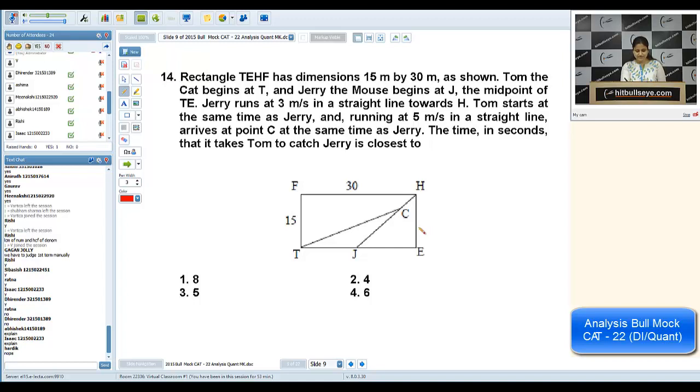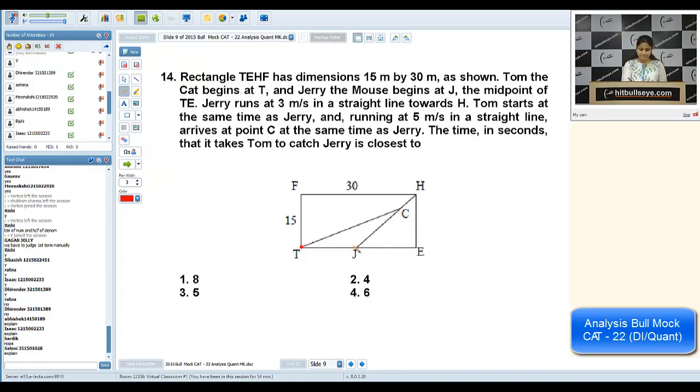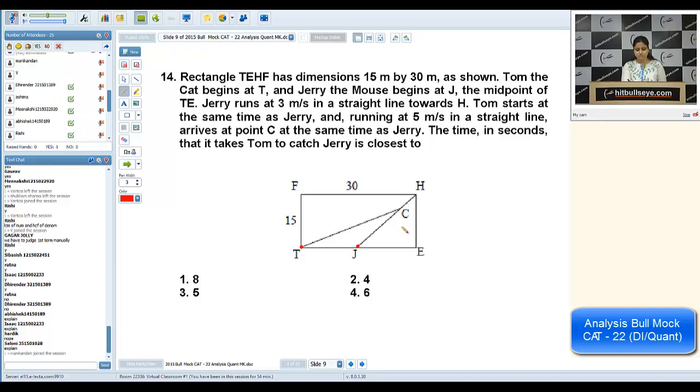It is saying that Tom the cat begins at T. A cat is sitting here, and the mouse Jerry is sitting at J. They both start running toward the point C, and Tom is catching Jerry at point C. The speeds are given. Tom is running at the speed of 5 meters per second. Jerry is running at 3 meters per second. The question is the time in seconds that it takes Tom to catch Jerry is closest to.